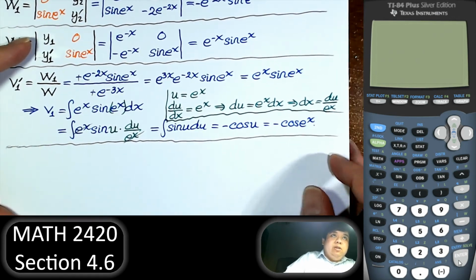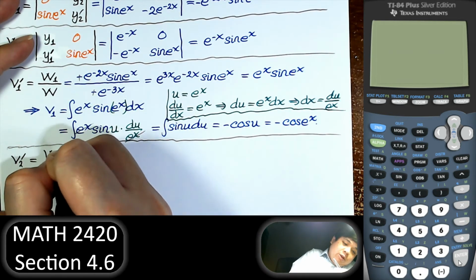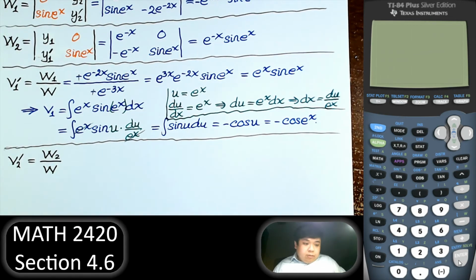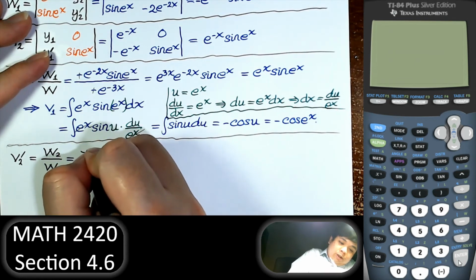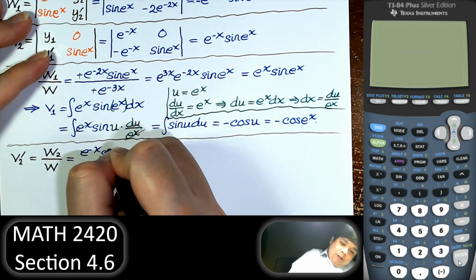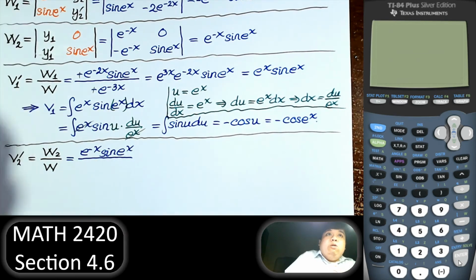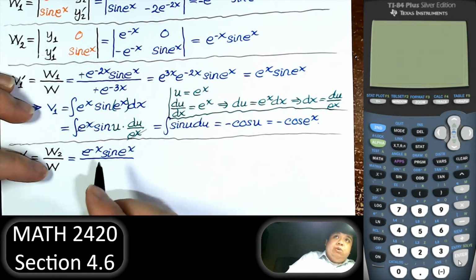v2 prime is equal to w2 over w. w2 over w.